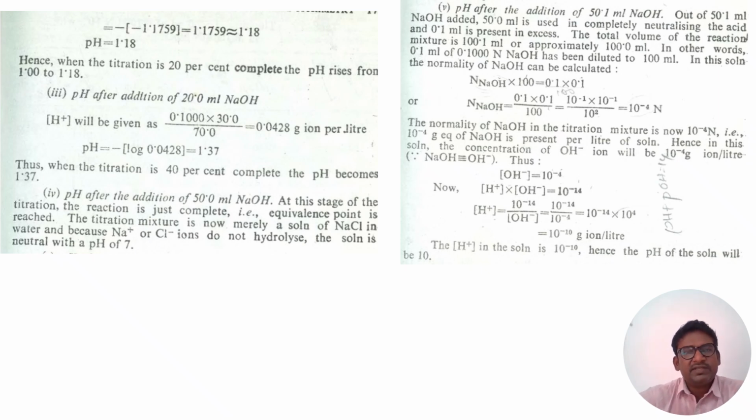Hence, when the titration is 20% complete, the pH rises from 1 to 1.8 is the conclusion. Now, let us go to case 3: pH after the addition of 20 ml of NaOH. So, H plus N will be given as 0.1 multiplied by 30 divided by 70.